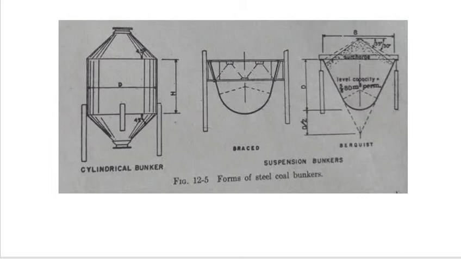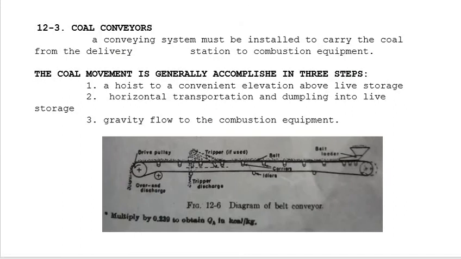So next would be the coal conveyors. So a conveying system must be installed to carry the coal from the delivery station to combustion equipment. So the coal movement is generally accomplished in three steps. There are three steps in accomplishing coal movement.